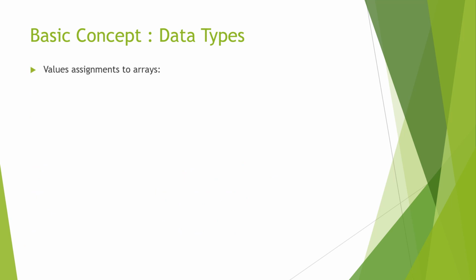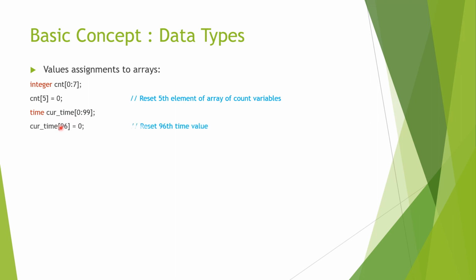Now, how can we assign values to arrays? Let's see the first example. This represents the 8 counter variable. Each one of them is 64 bit wide, because by default the size of the integer data type is 64 bit. Here we are assigning 0 value to the 5th counter. This represents 100 current time variables. From those, we are clearing the 96th current time by assigning 0 value to it.